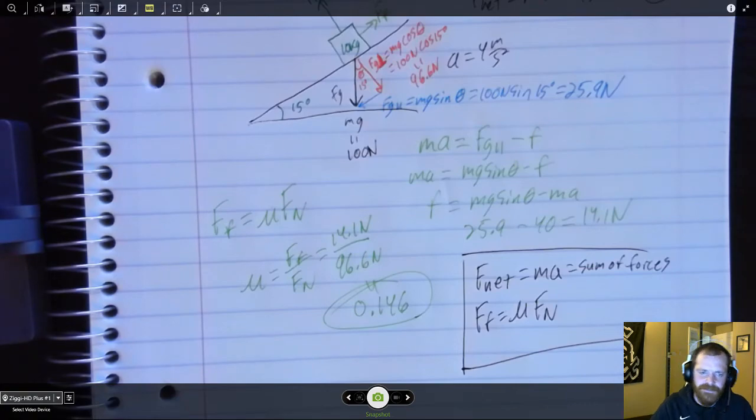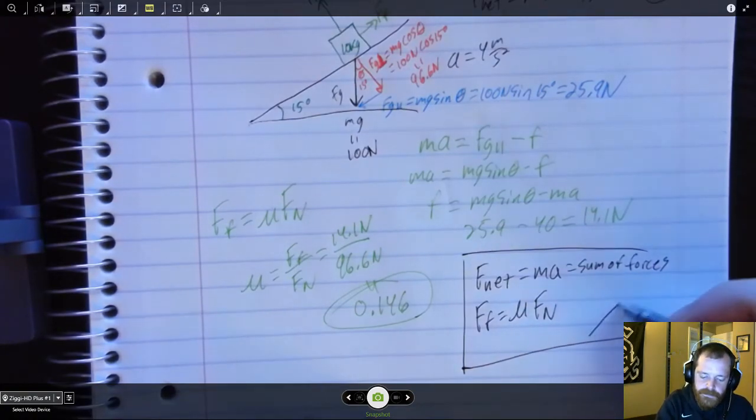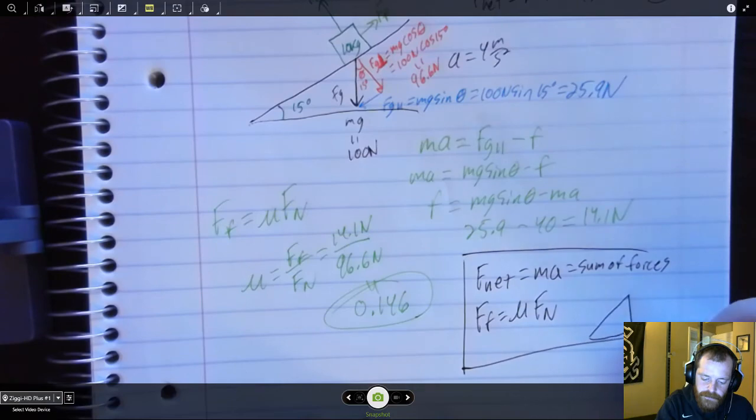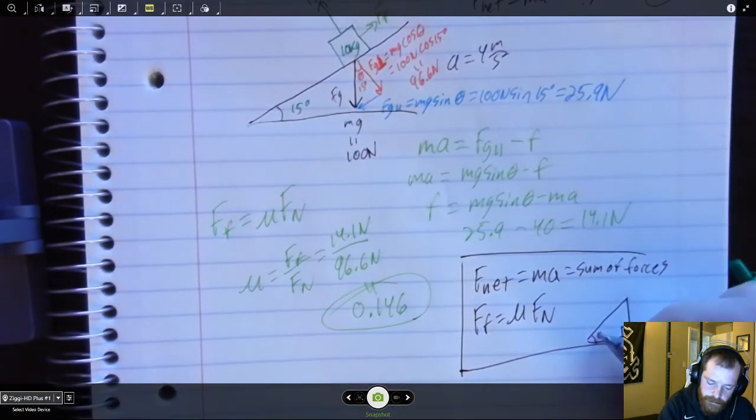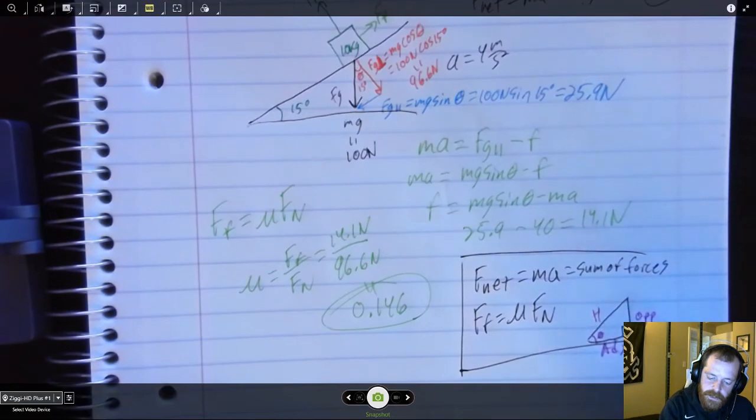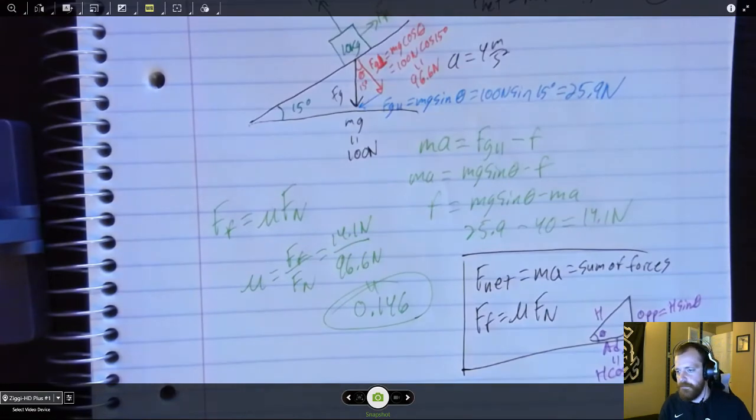That's all you need. And then you just need to know your trig, right? So if you got a right triangle and you have a certain angle, just know that this side is opposite. This side's adjacent. That's the hypotenuse. Adjacent can be found by doing hypotenuse cosine theta. Opposite can be found doing hypotenuse sine theta. Know how to do those.